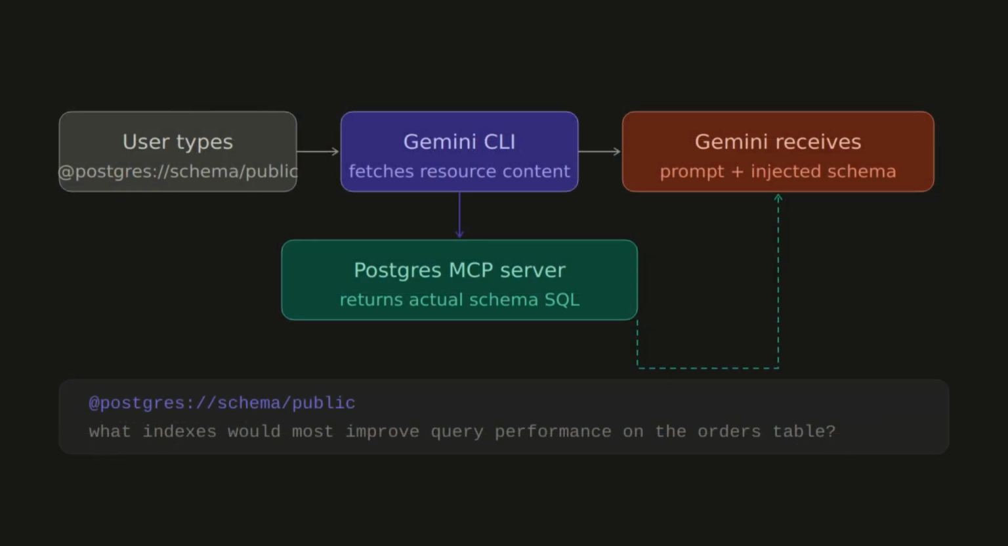MCP resources, the data the server exposes, not the tools, are referenced with the at syntax. Just like local files, when you type at in the prompt, the completion menu shows both local file paths and resource URLs from connected servers side by side. Select a resource URL and its content is injected into the prompt when you submit. This is particularly useful for things like database schemas. If your Postgres MCP server exposes your schema as a resource, you can reference it directly. Gemini gets the actual current schema, not a description of it.